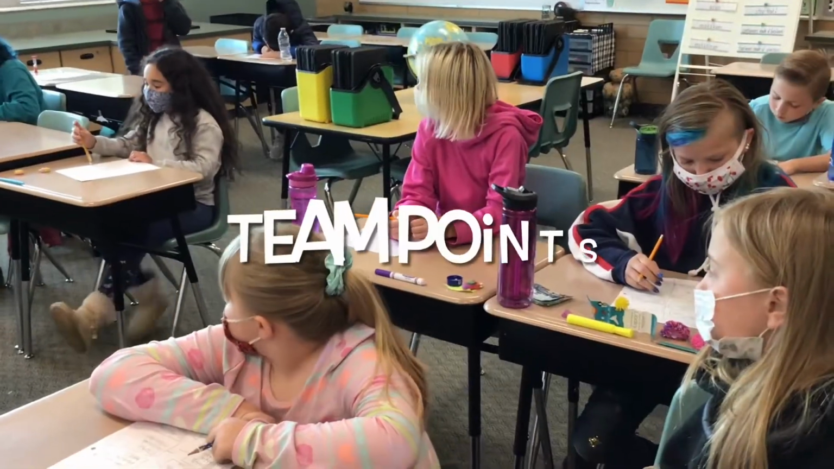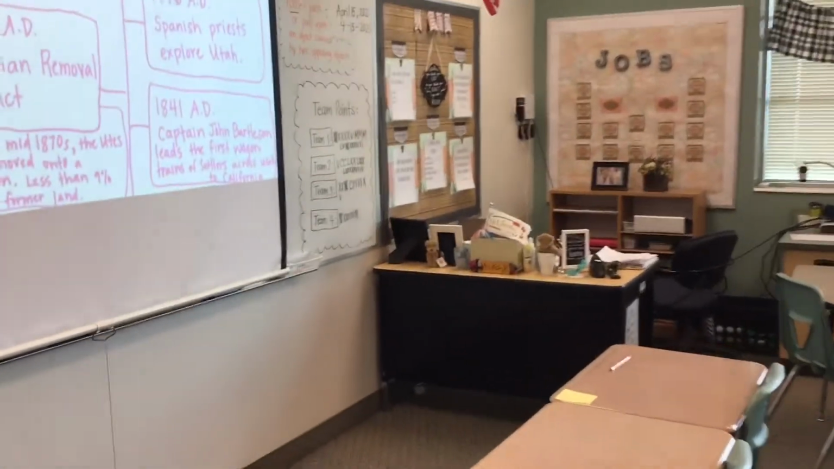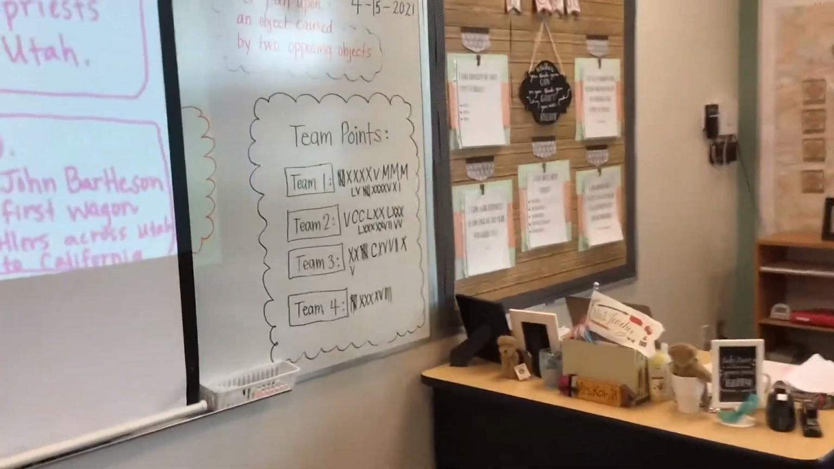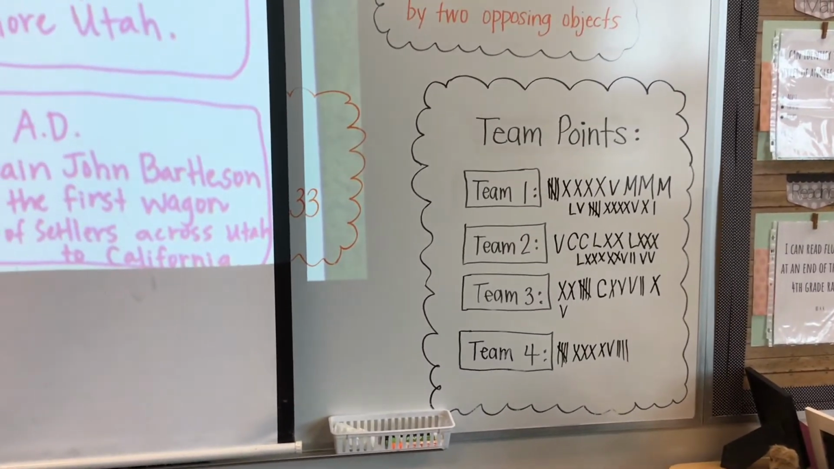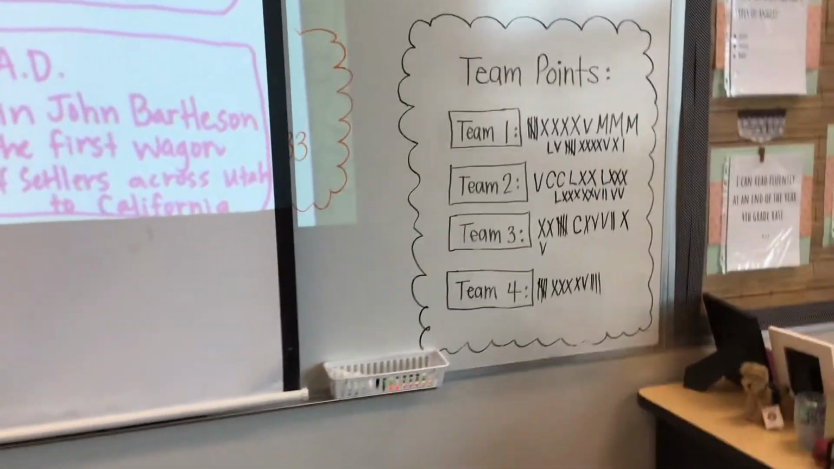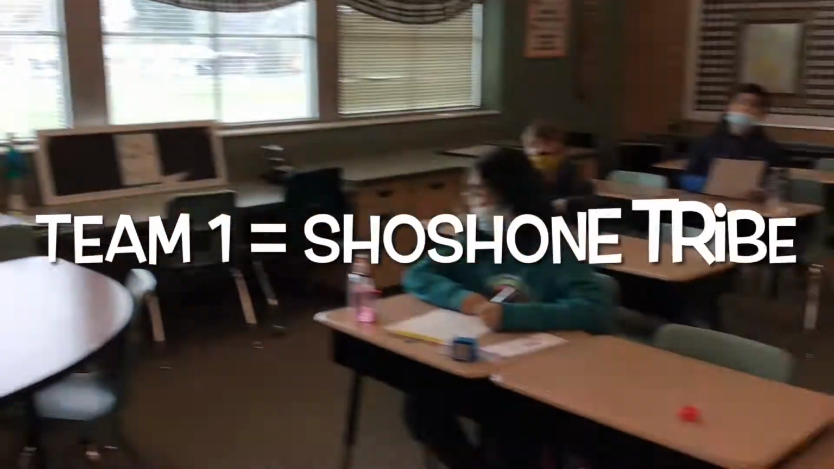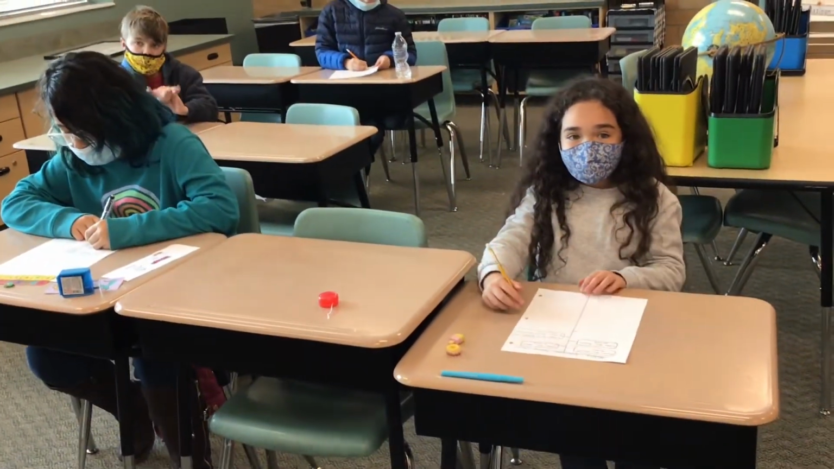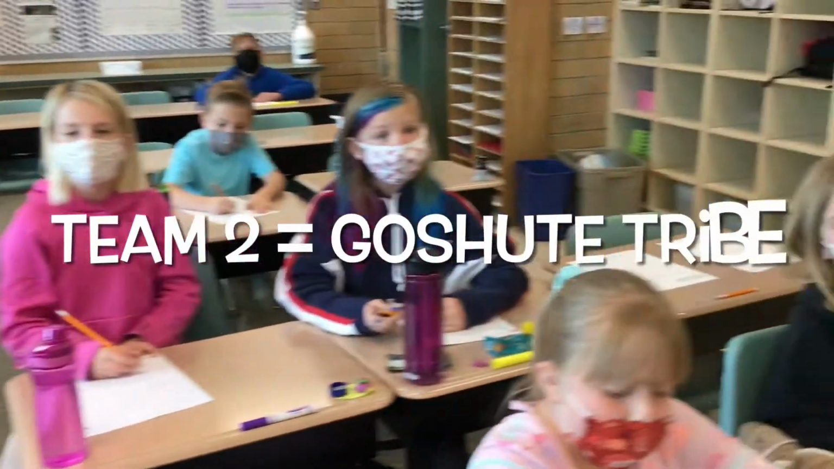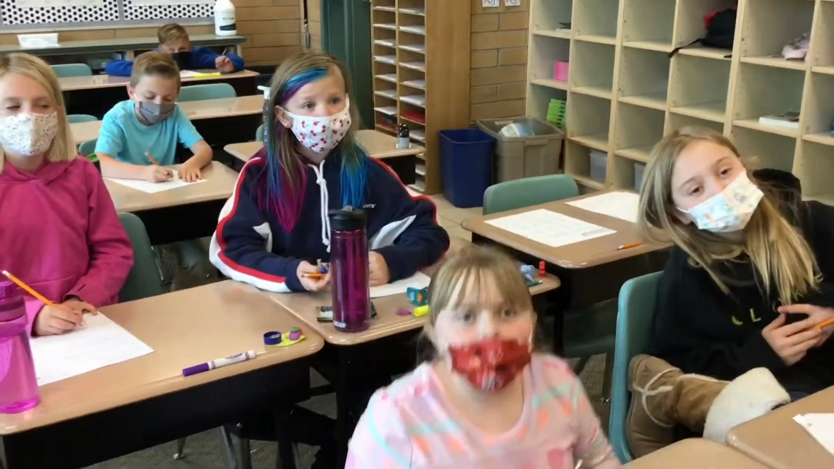Okay. So we have the students starting to decide, and we always base it off of our team points over here. And so the team with the most points, we use Roman numerals, they get to decide who gets to choose which Native American tribe in the state of Utah that they want. And team 1, which one are you guys going with? Shoshone. Shoshone was chosen by team 1. And so team 2, which one are you guys going to go with?